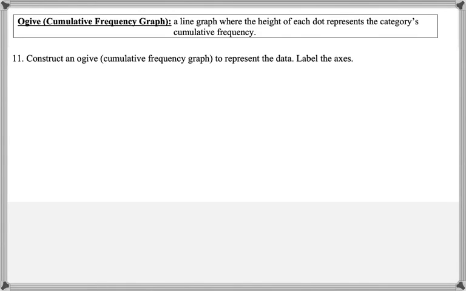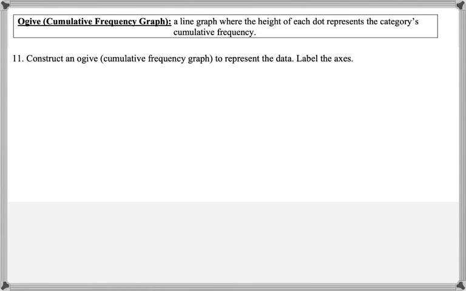The next type of graph is an ogive, or sometimes it's called a cumulative frequency graph. And this is a line graph where the height of each dot represents the category's cumulative frequency. Construct an ogive, or cumulative frequency graph, to represent the data.